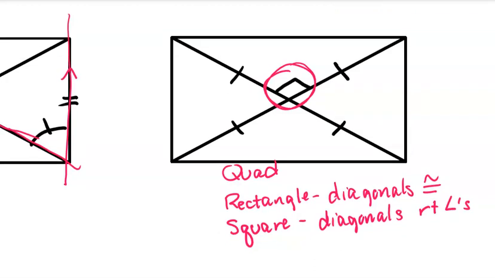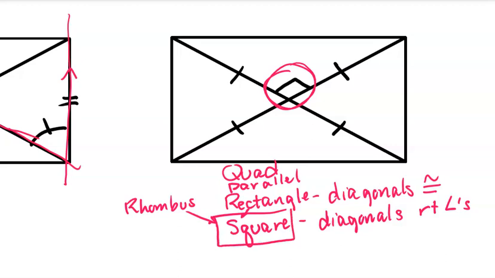So if this is a square, it definitely is a rhombus, because a square is both a rhombus and a rectangle. Definitely a parallelogram then as well. So there we have it. This one could be everything. The most specific would be that it is a square.